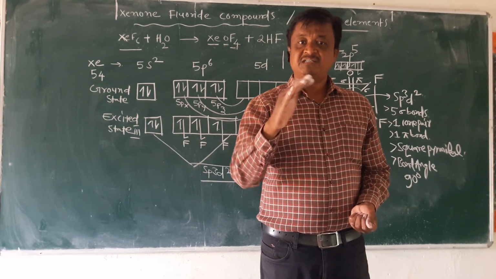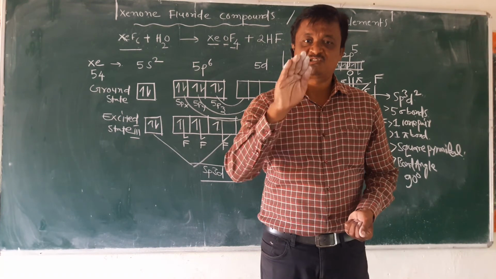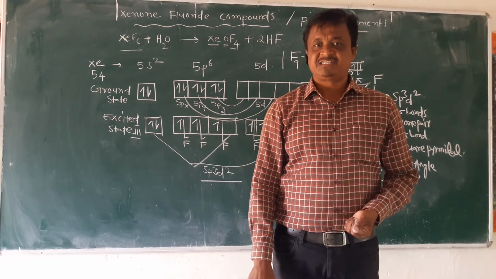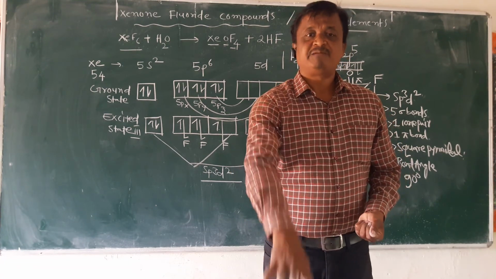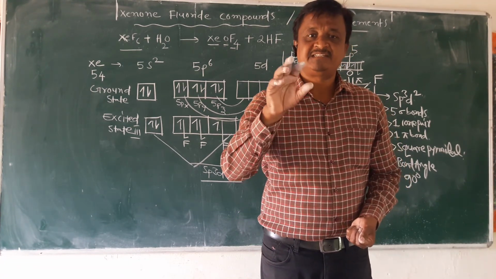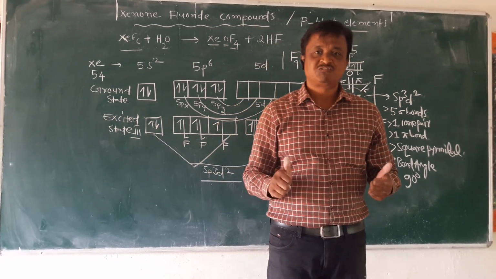So there is a pi bond and 5 sigma bonds. sp3d2 hybridization, square pyramidal structure. Bond angle is 90 degrees. Structure name square pyramidal, and it is possible in excited state third. So these are the xenon compounds, my dear student.